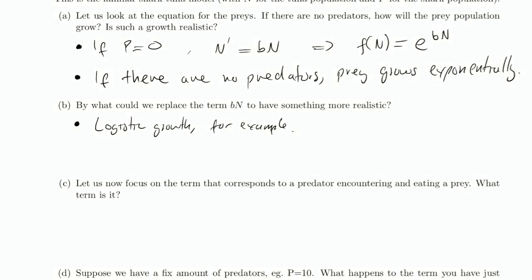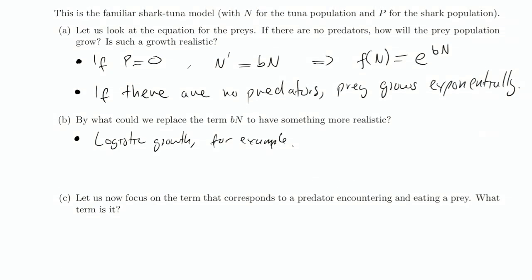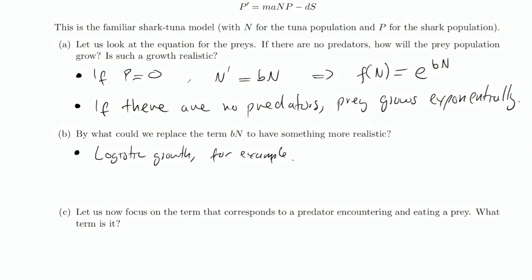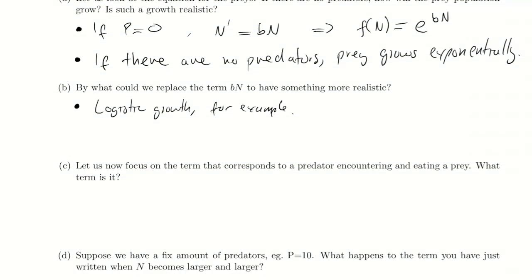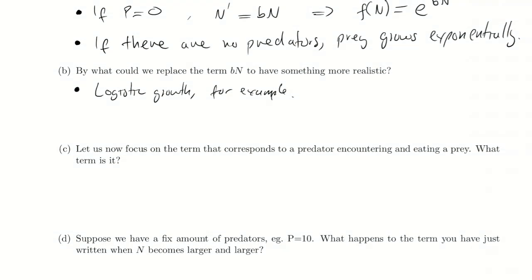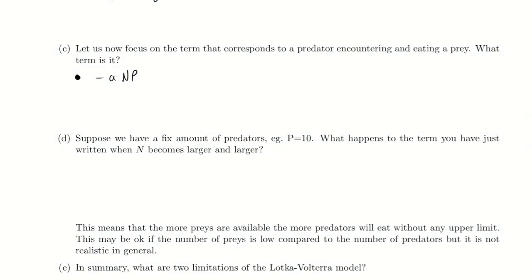So for part C, we need to focus on the term which corresponds to a predator encountering and eating a prey. What term is that? This is just going to be the term in which both P and N are mixed, and there's only one of those, which is this term up here. So we can just say this is the negative aNP term.